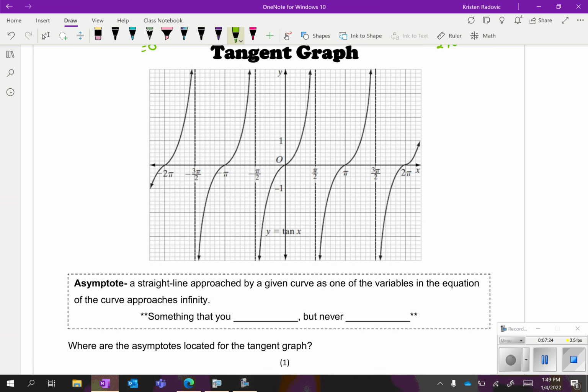So, recapping, an asymptote is a straight line approached by the given curve as one of the variables in the equation of the curve approaches infinity. Anyway, basically, it's something that you approach but never actually touch.